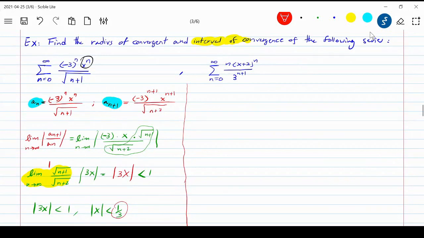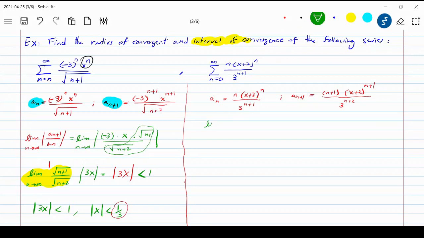We do exactly the same idea. So let's see what a_(n+1) is. First, a_n is chosen to be n times (x plus 2) to the power n, divided by 3 to the power n plus 1. a_(n+1) on the other side would be exactly the same thing. Instead of n, replace n plus 1. So you have n plus 1, (x plus 2) to the power n plus 1, and divided by 3 to the power n plus 2. Instead of n, just replace n plus 1 everywhere. And then calculate the limit.